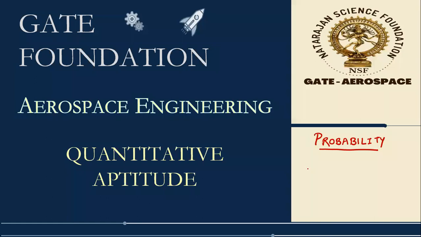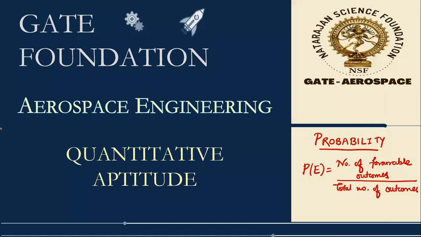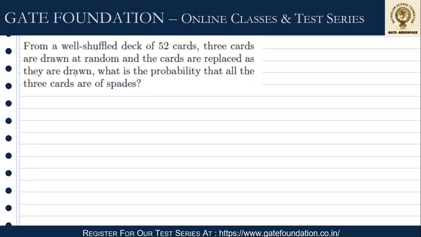So just for the sake of revision, what is probability? Probability of an event is the number of favorable outcomes over the total number of outcomes. So now we have defined the probability. Okay, so let's start with the questions. And this is the first one for the day.